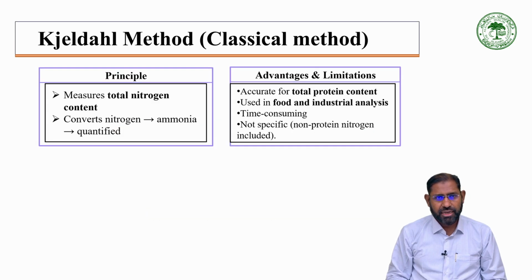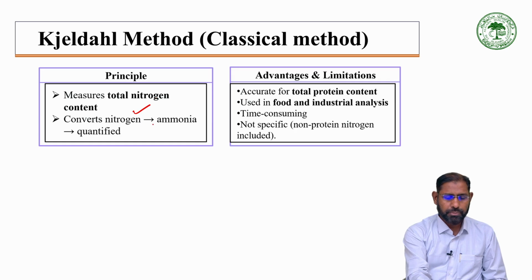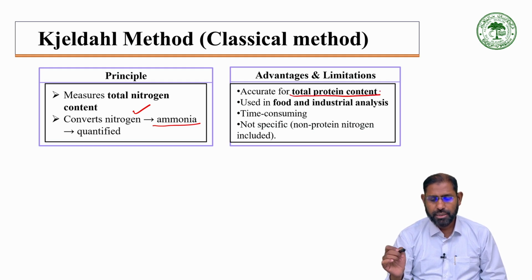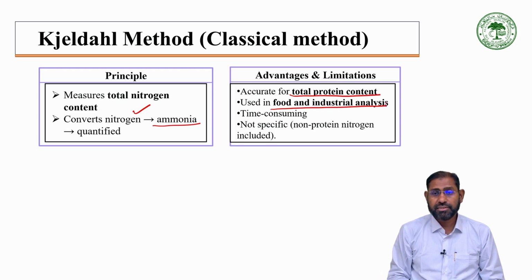Now we have the Kjeldahl method, which is a classical method. It measures total nitrogen content. Based on that principle, what this method does is convert nitrogen to ammonia and then quantify it. It has advantages and also some limitations. It is accurate for total protein content, which we use in food and industrial analysis. But it is time consuming and non-specific; non-protein nitrogen is also included in this method.